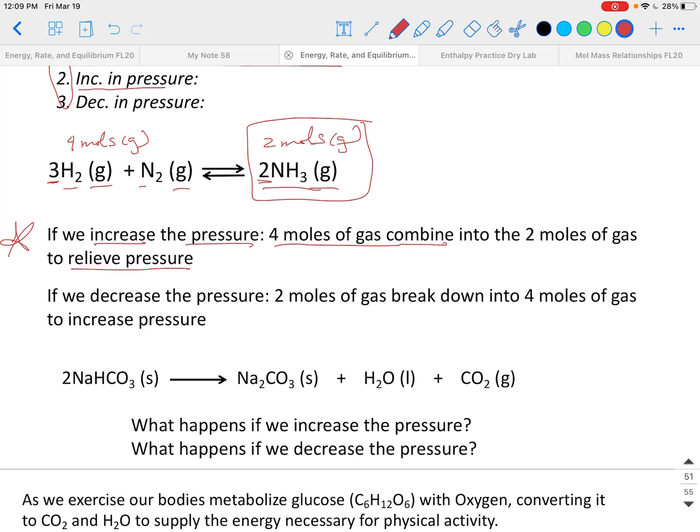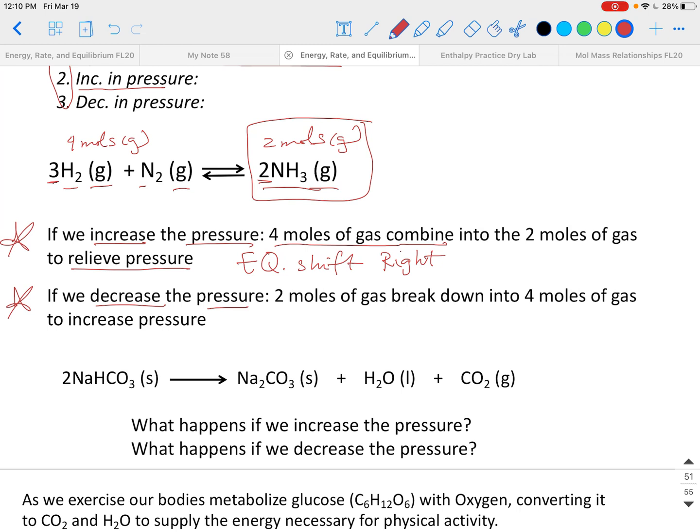2 moles of gas is going to put less pressure on our container than 4 moles of gas molecules. I'm going to say that again. 2 moles of gas molecules is going to put less pressure on our container than 4 moles of gas molecules. That's like having 2 people in an elevator versus 40 people in an elevator. To relieve pressure, you would want fewer people in there, fewer moles of gas in this case. So equilibrium will shift to the right, in this case, because the right side had fewer moles of gas.